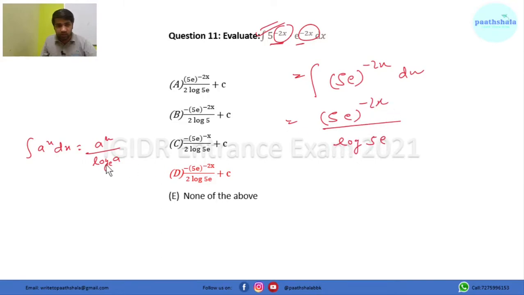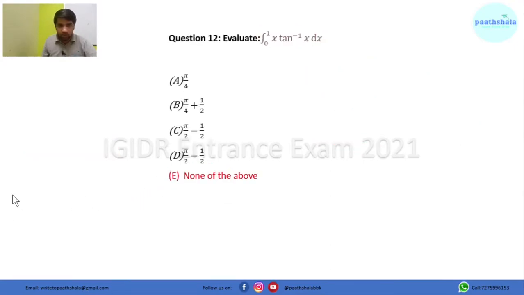Now as the power is not x, we will have to differentiate. So this value will come out to be -2, and we have to write it in the denominator. So finally this expression will be coming out. This will be our answer. So if we go by choices, option D is the right option. Let's move to the next question.